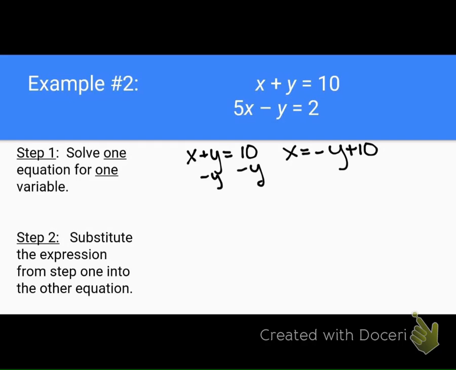Step 2 is to substitute that expression into the other equation. So I'm going to substitute this in for x because they're equal, right? This equals x. So I can substitute that in for x in my second equation. So that becomes 5 times negative y plus 10 minus y equals 2.